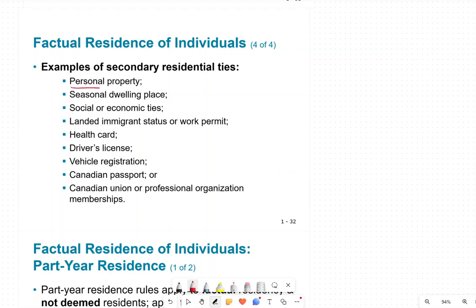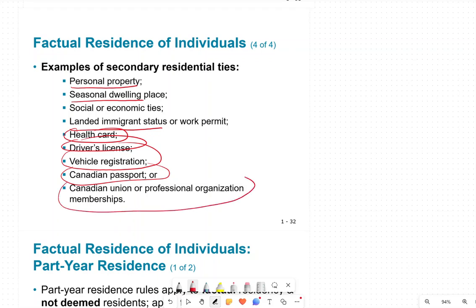These are some examples of what makes you a resident. If you have personal property, a seasonal dwelling, which means a cottage, you are a landed immigrant or have a work permit, a health card, a driver's license, a vehicle registration, a Canadian passport, or you belong to any unions, that makes you a Canadian resident.